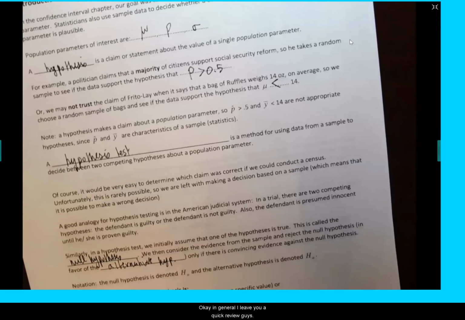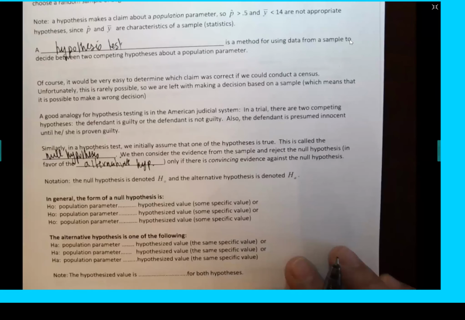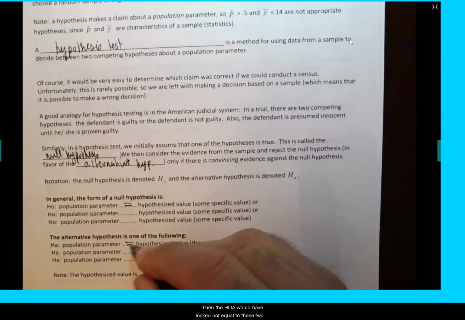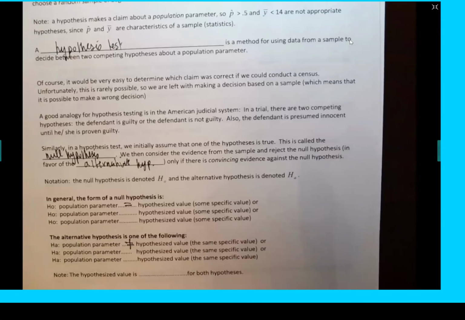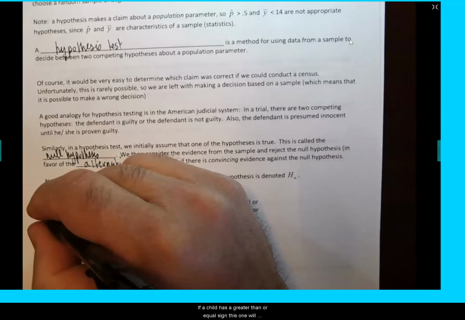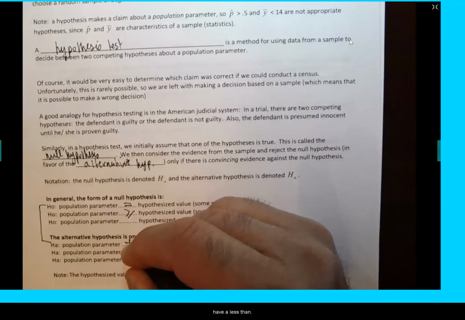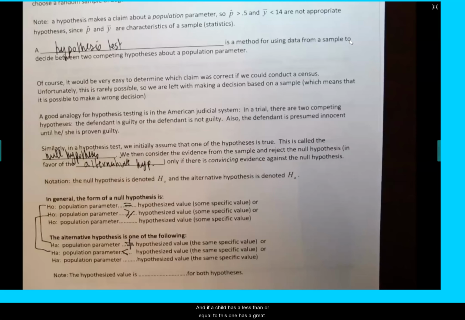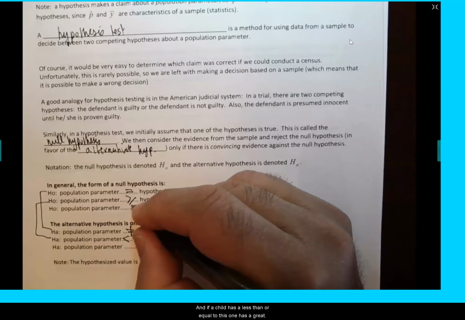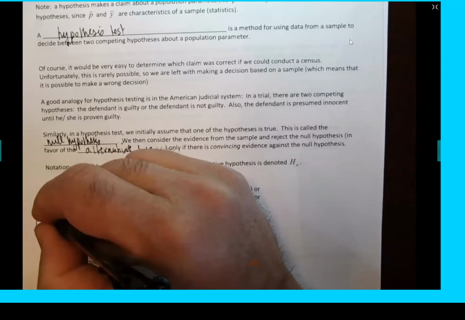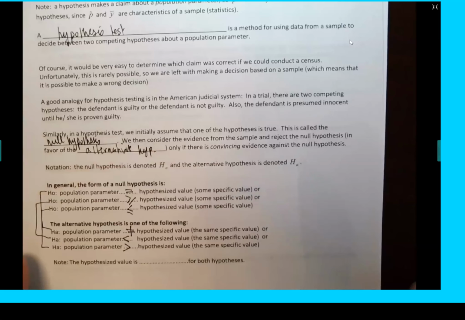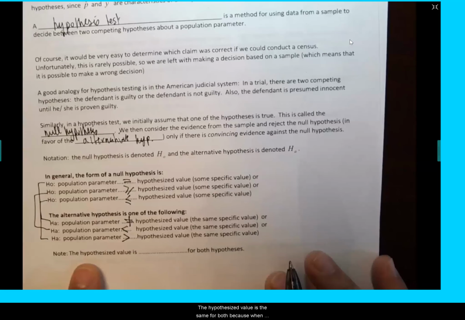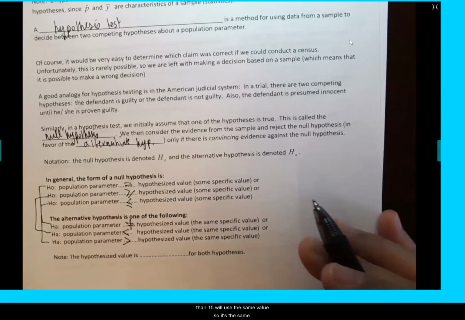Okay, in general, a quick review, guys. If H0 has an equal sign here, then the HA will have what? Not equal to. These two together, don't forget. If H0 has a greater than or equal sign, this one will have a less than. These two are together always. And if H0 has a less than or equal to, this one has a greater than. The hypothesized value is the same for both, because when we put mean greater than or equal to 15 and then less than 15, we use the same value, so it's the same.